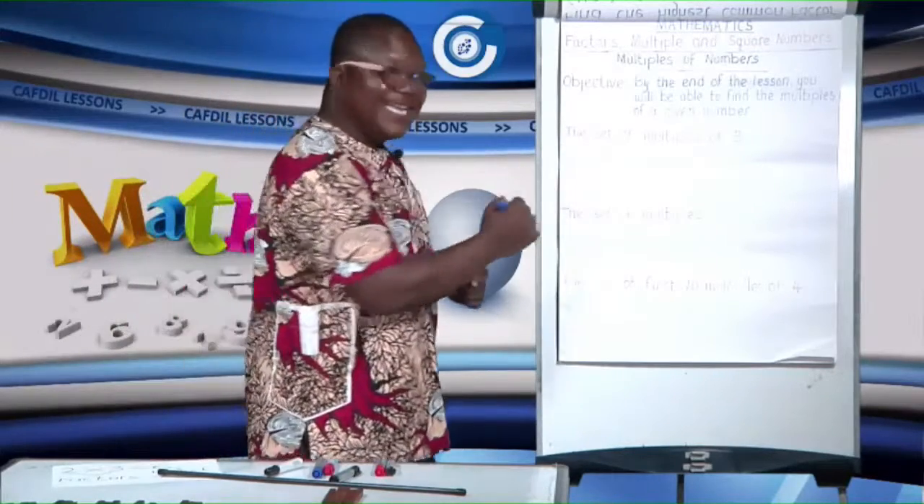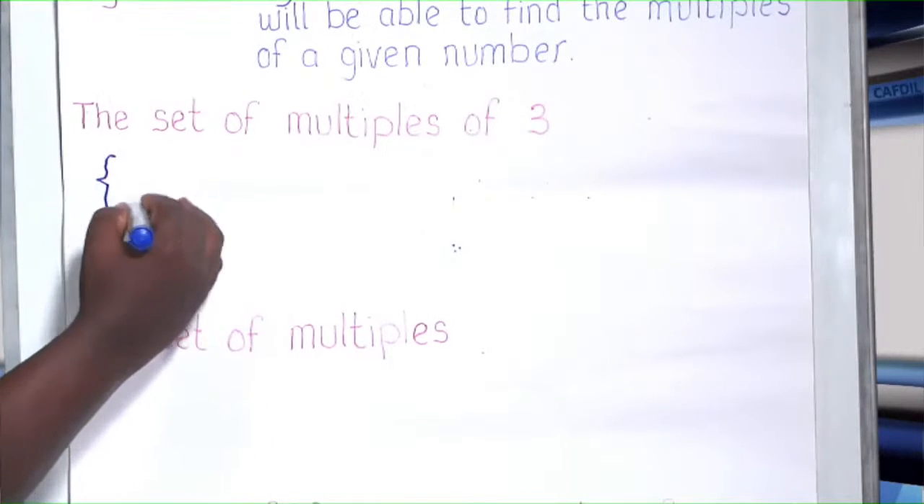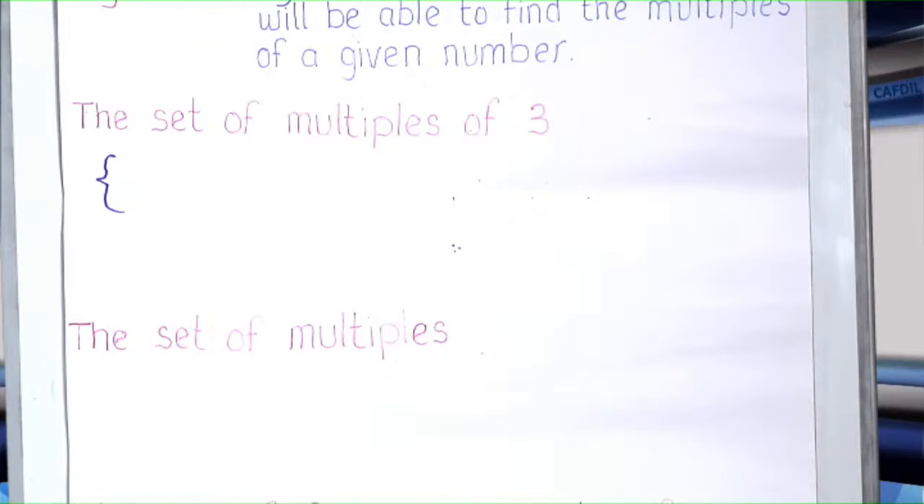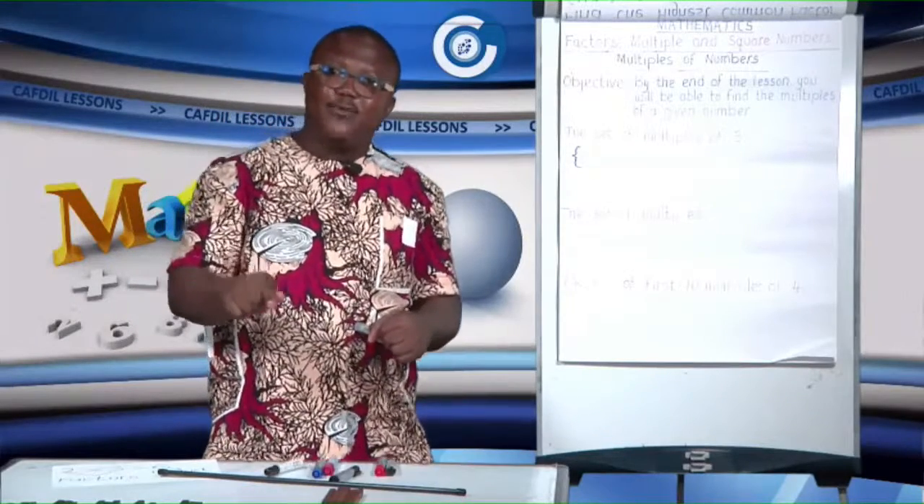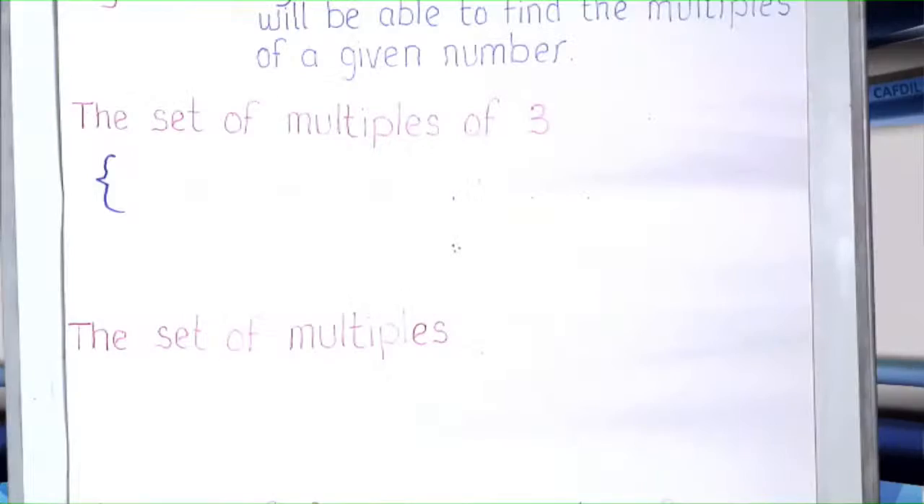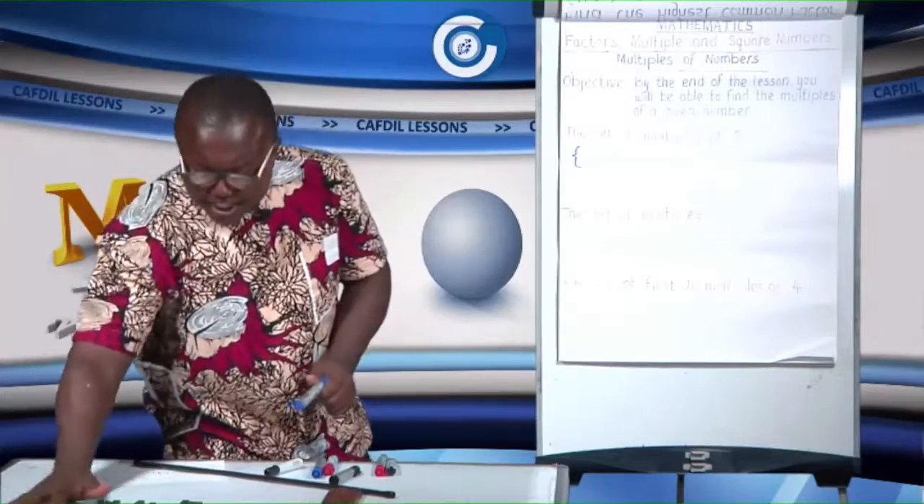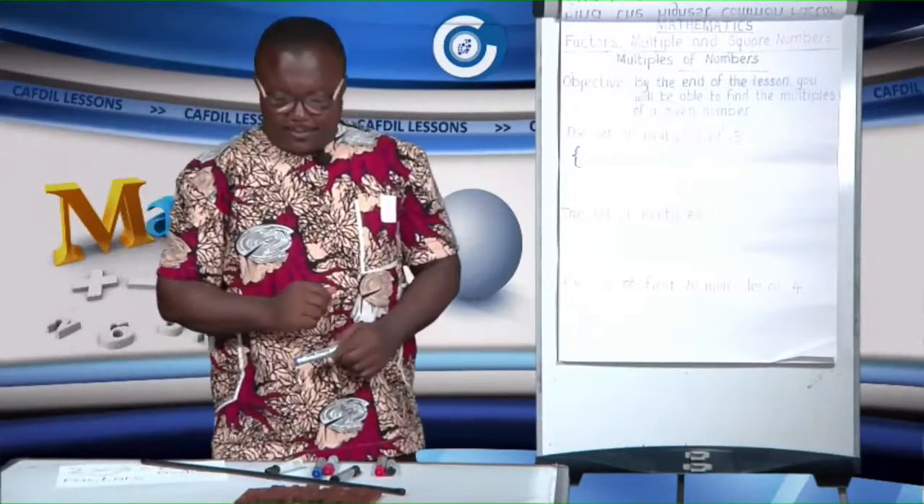Remember I said when we say the set of, you are supposed to bring the sign. This is the set symbol. I said mathematics is language, but we represent the language with symbols. So when we say sets, this is the symbol. And the numbers that are the set of the multiples of 3 are supposed to be in it. So let's look at it. We are going to do it.